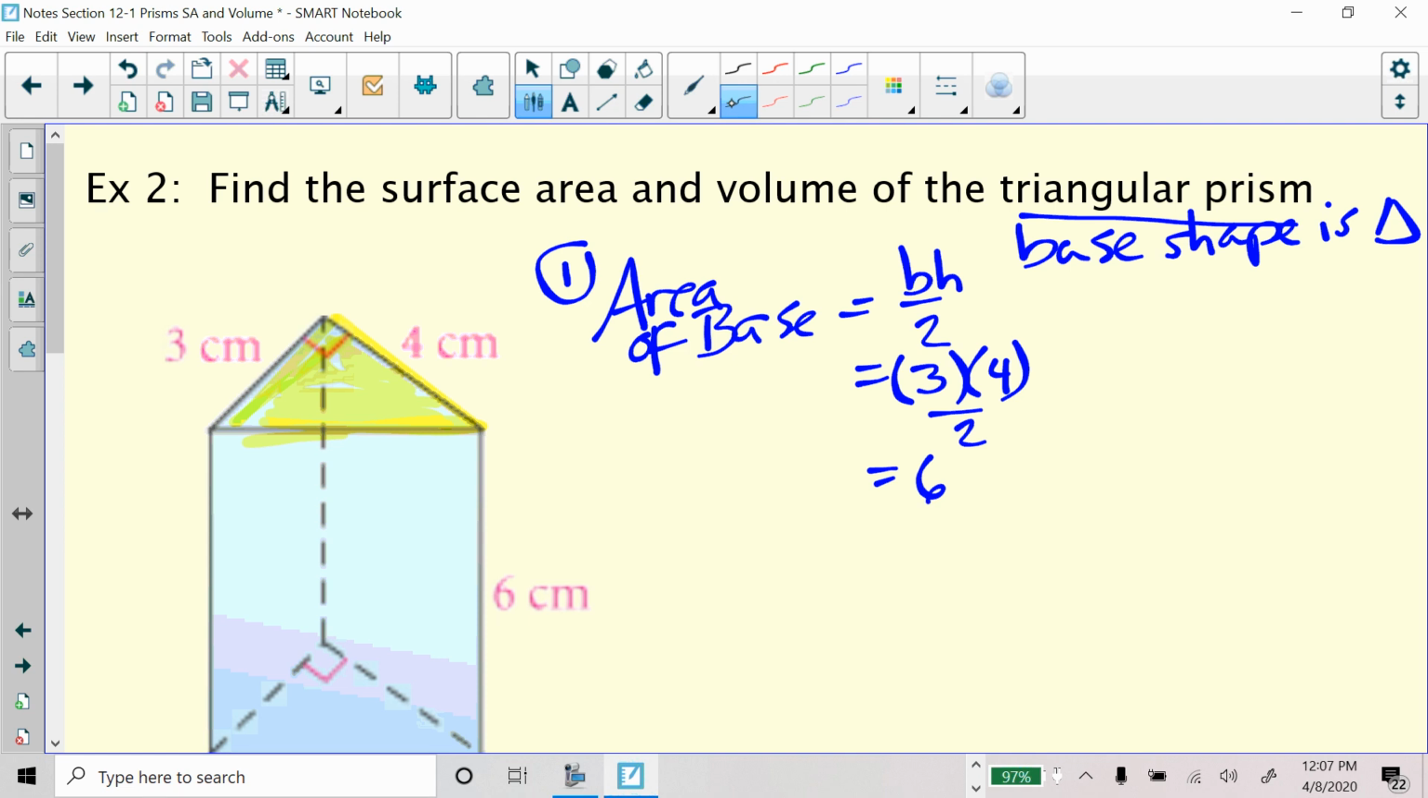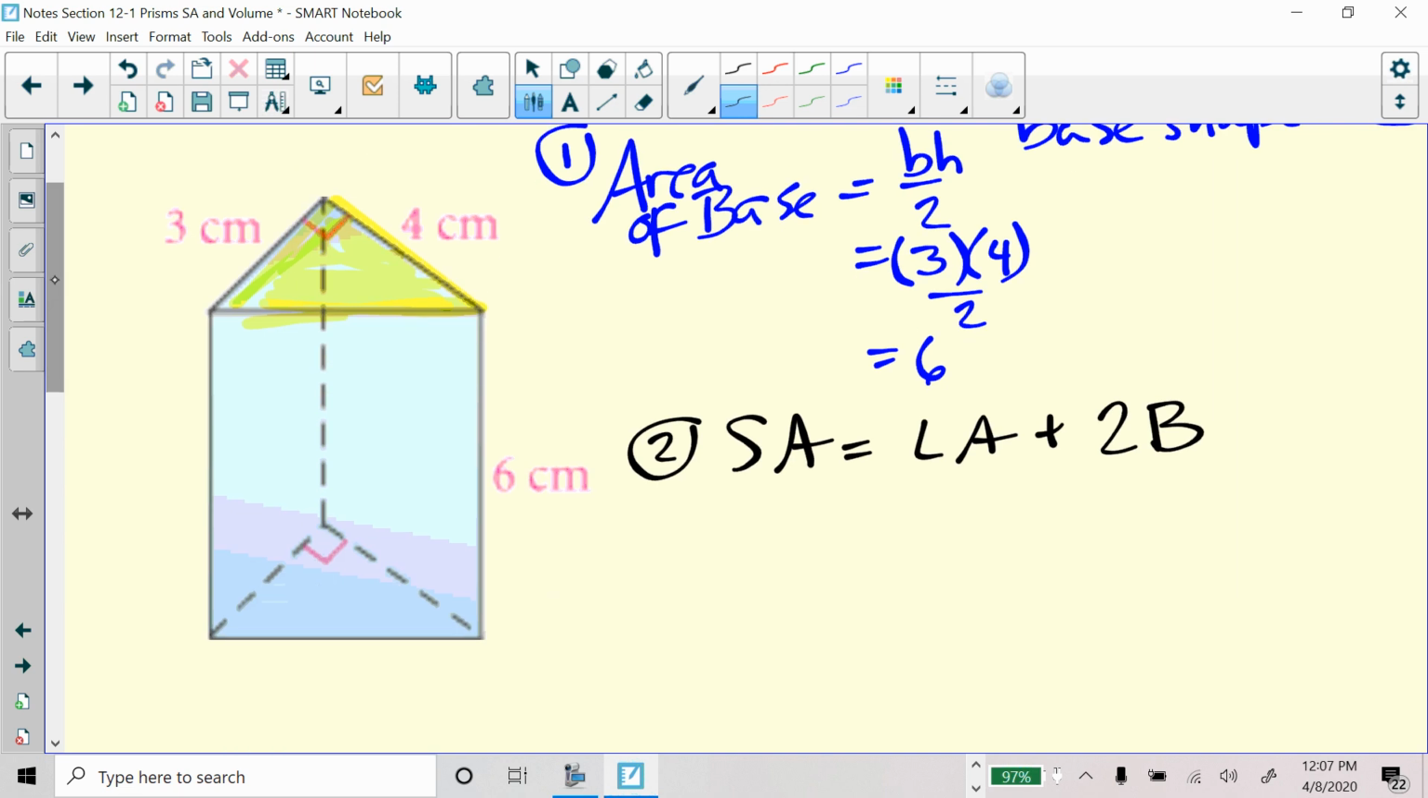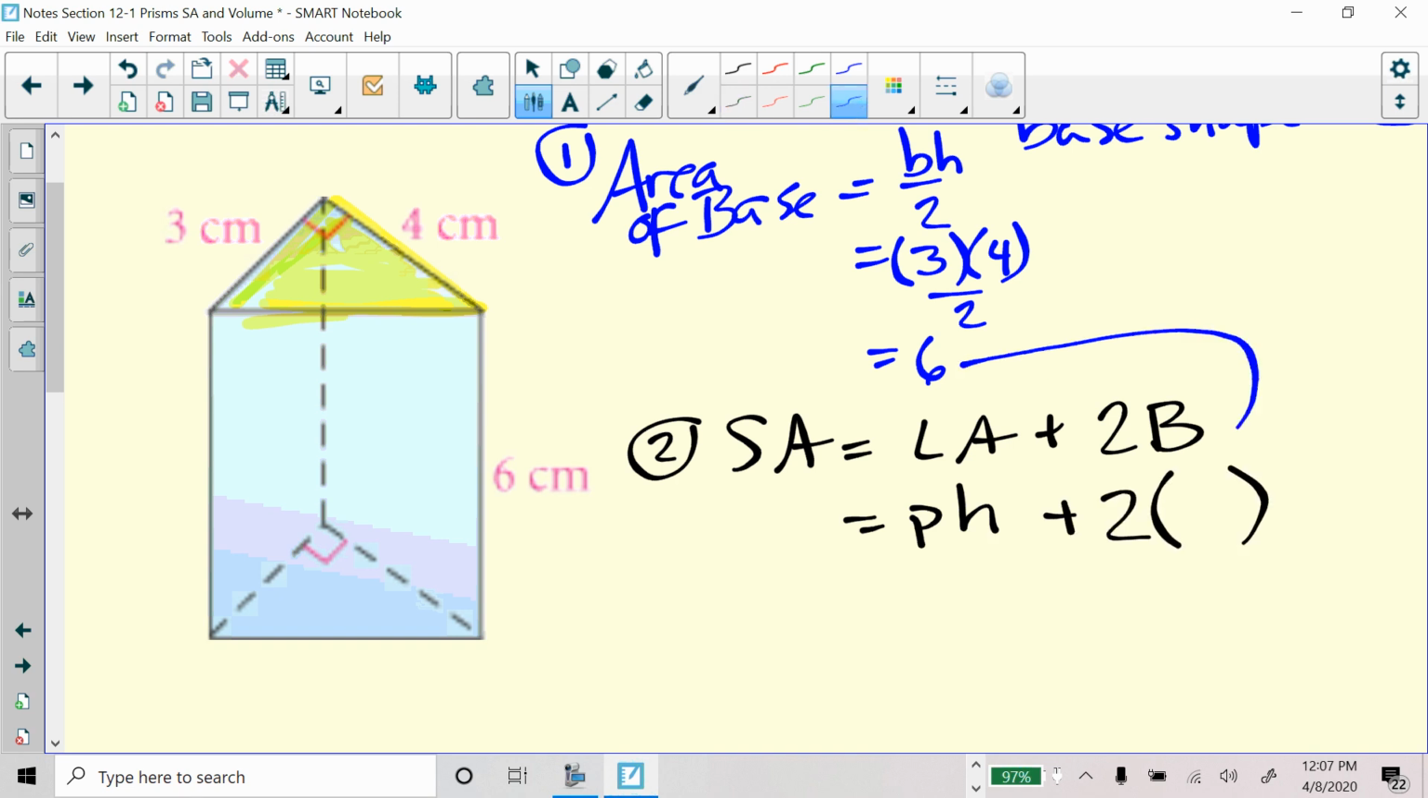Now let's figure out what the surface area is. For surface area, we're going to do lateral area plus 2 times the base, because we have 2 bases, top and bottom. So that's perimeter of the base shape times the height of the prism plus 2 times, we already figured out what the area of the base shape was. That was 6, remember?